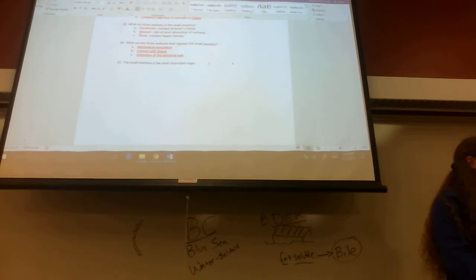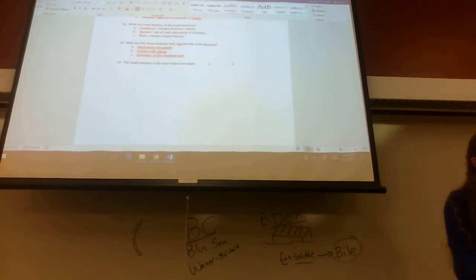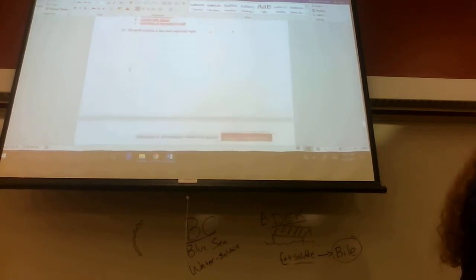And then number 37, the small intestine is the most important organ. This is true because it digests pretty much everything and it absorbs everything.